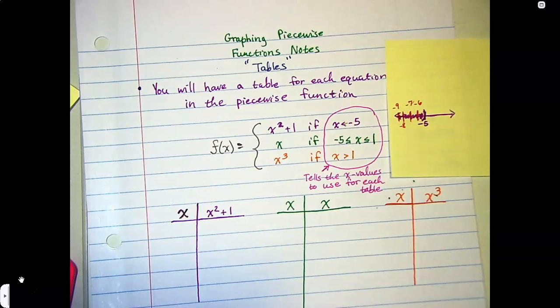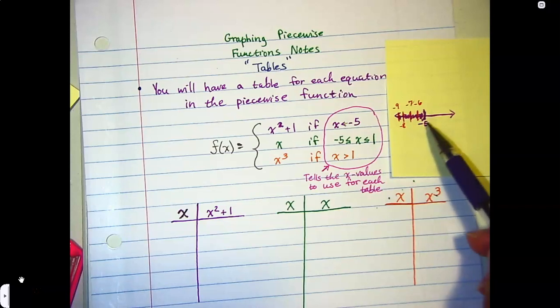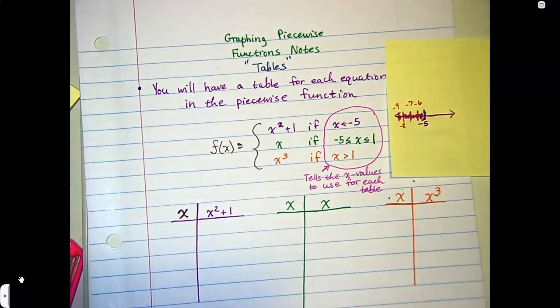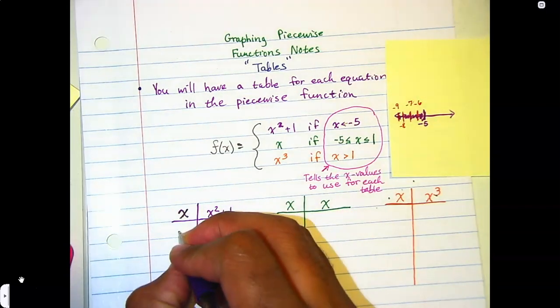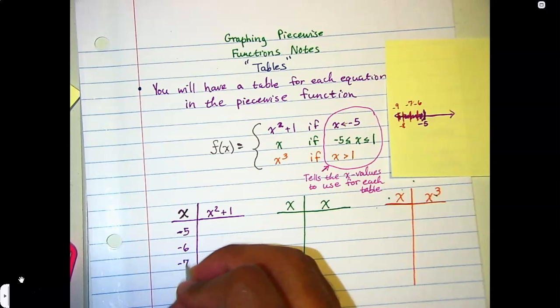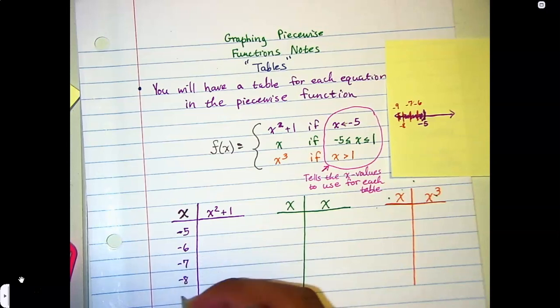Now, with this, what I'm going to tell you at all times is always use this actual endpoint back here. So that number that gives you right there, all these numbers, always use that in your table. And I'll explain in a few seconds why we have to do that. So we're going to say -5, -6, -7, -8, -9.